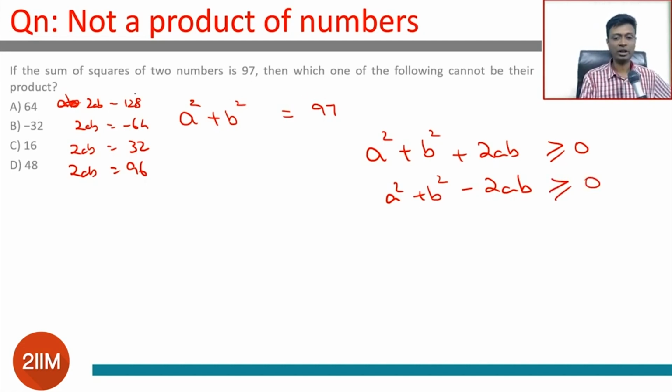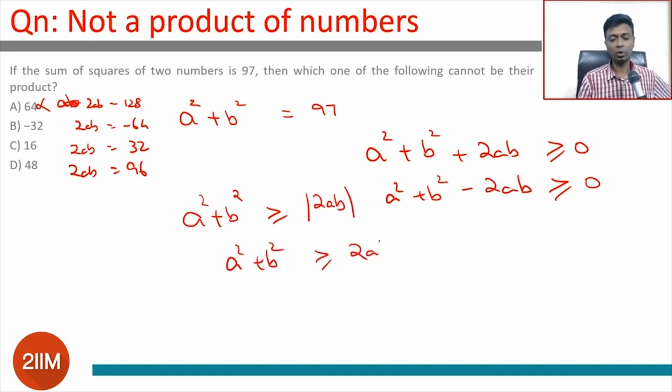97 plus 128 works. 97 minus 128 does not work. It cannot be 64. The rest it can be. Quite simply put, a square plus b square should be greater than or equal to modulus of 2ab. A square plus b square should be greater than or equal to 2ab. It should be greater than or equal to minus 2ab.